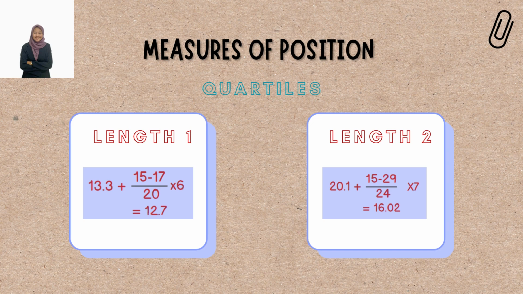So for line 1, 13.3 plus 15 minus 7 divided by 20 multiplied by 6. We get 12.7, while for line 2, 20.1 plus 15 minus 29 divided by 24 multiplied by 7 and we get 12.7.